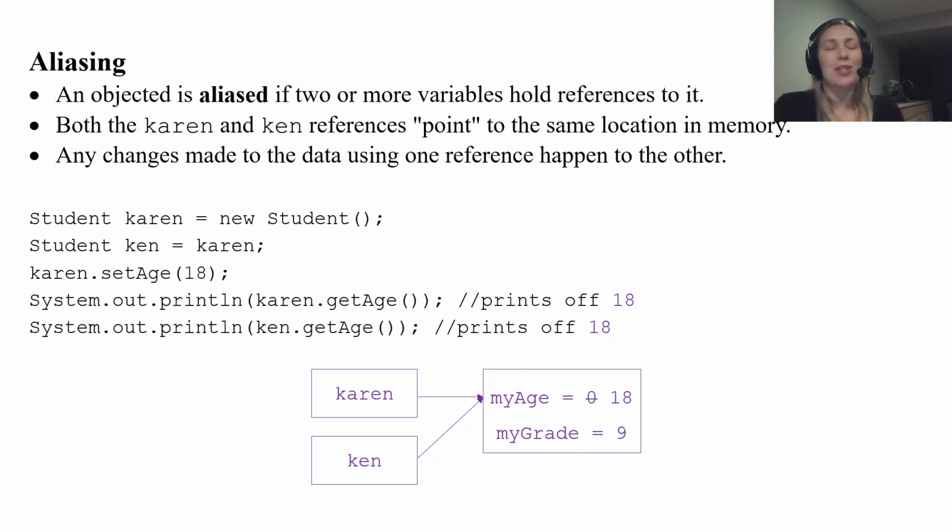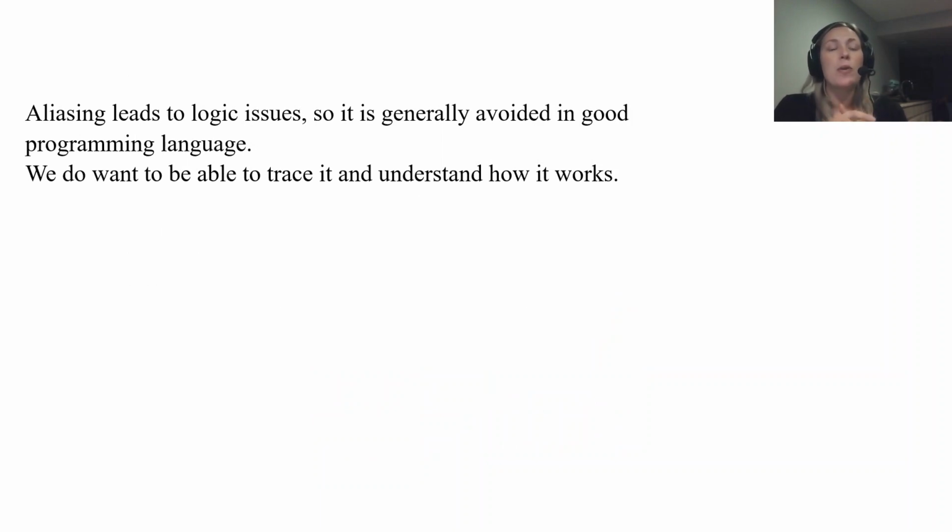But now let's talk about what happens when we're mixing reference types in an inherited relationship. In general, we try to avoid aliasing because it does have some logic issues. So usually we avoid it as good coding practice. But you do need to be able to trace it and understand how it works. You really won't be asked to do it on the AP exam. But if you want to be a good programmer and really know your stuff, you need to know what it is and be able to trace it.